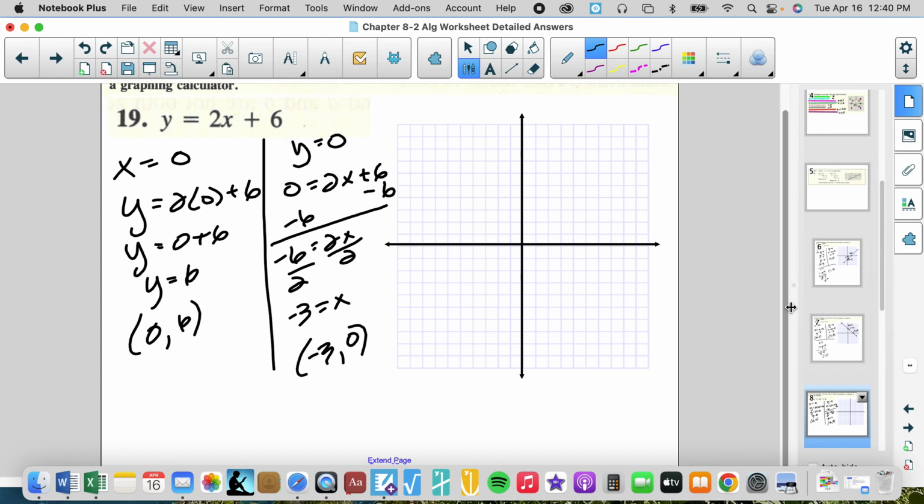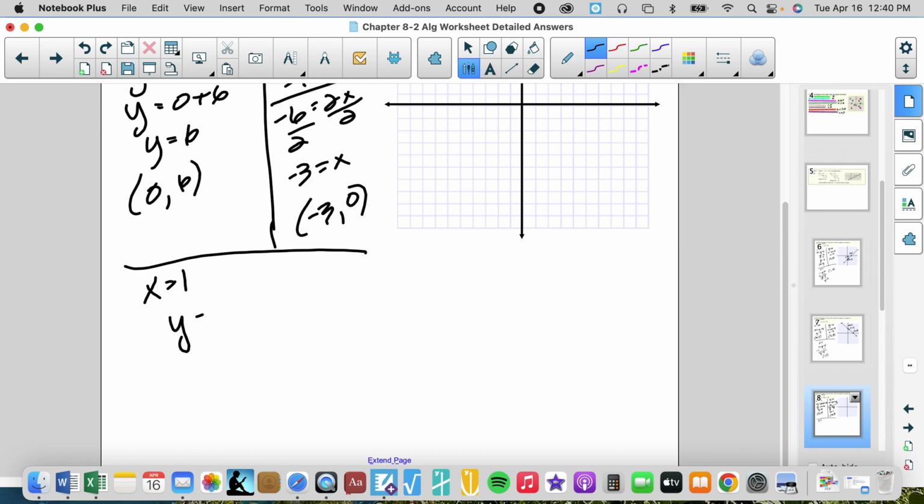Let's pick another value. Let's pick when x equals 1. So we get y equals 2 times 1 plus 6. Y equals 2 plus 6, y equals 8. So when x is 1, y is 8.